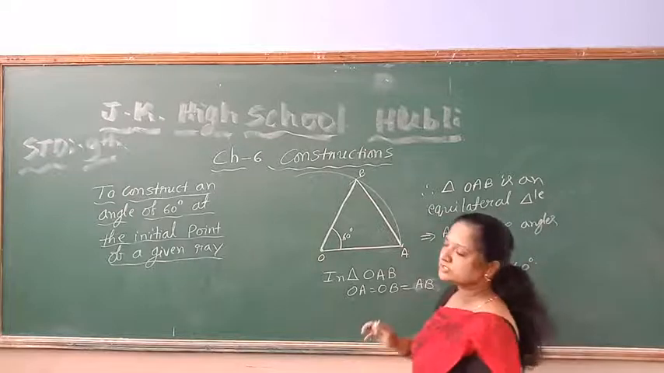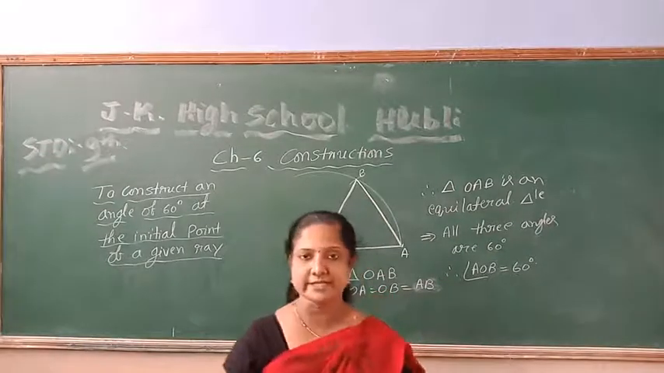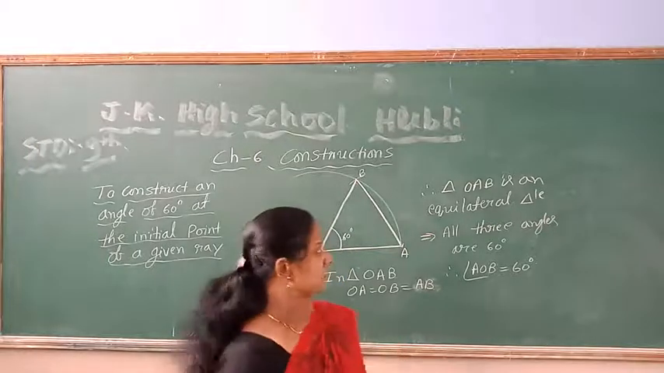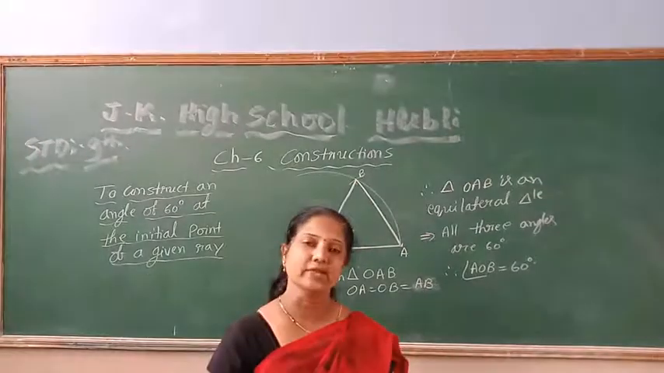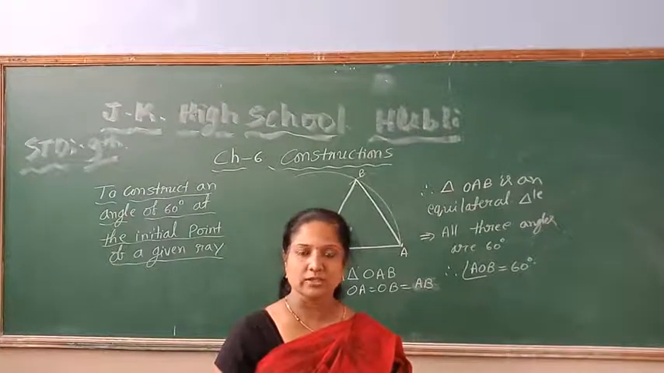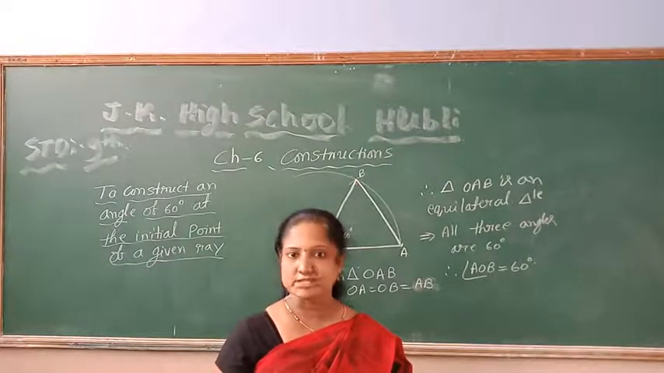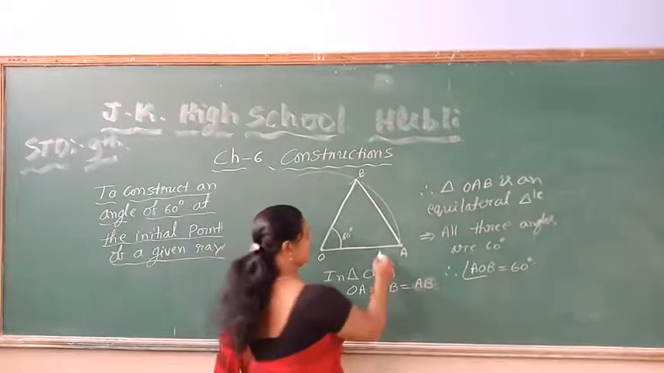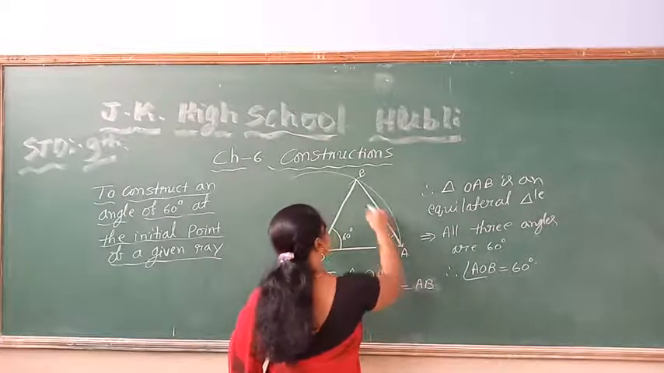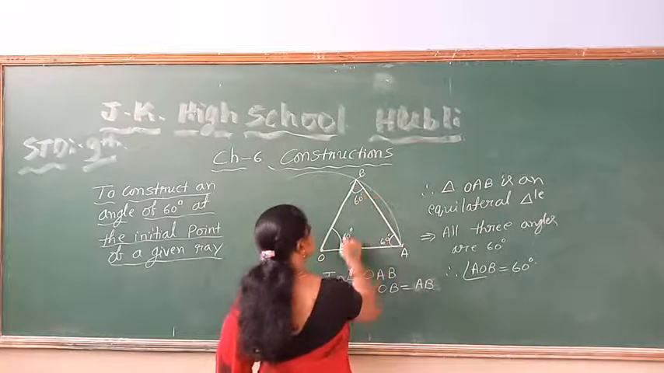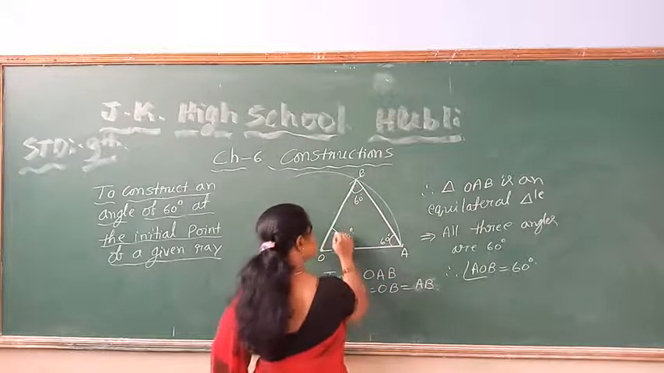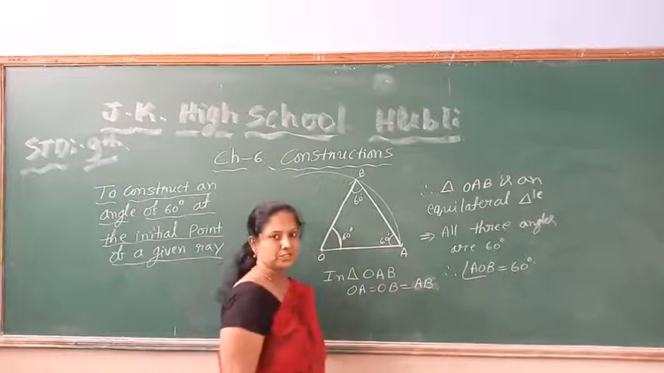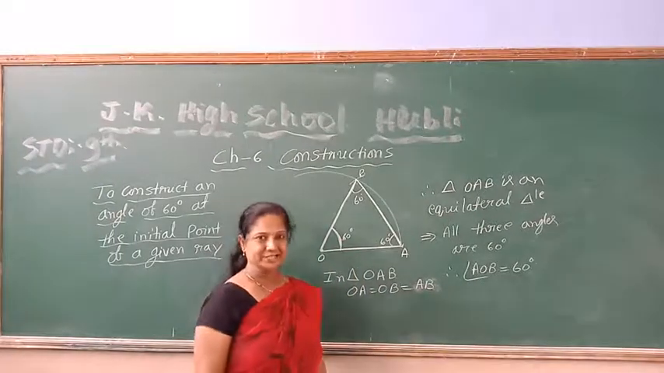Okay, children, this is a way of constructing a 60-degree angle in a given ray at the initial point without using a protractor. In an equilateral triangle, another property we also know: equal sides have opposite angles equal. In an equilateral triangle, all the three angles are equal, all the three sides are equal. So here this angle also becomes 60 degree, and this also becomes 60 degree, this also 60 degree. But they told us to construct 60 degree at the initial point of a given ray. We constructed without using a protractor. Okay, children, write down and practice.